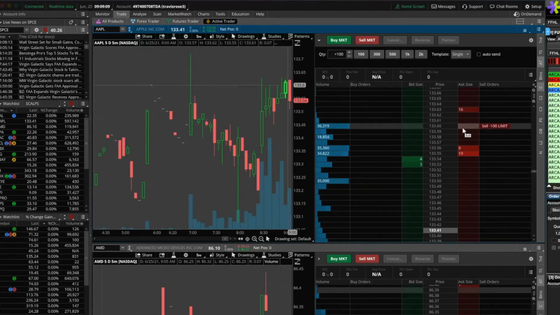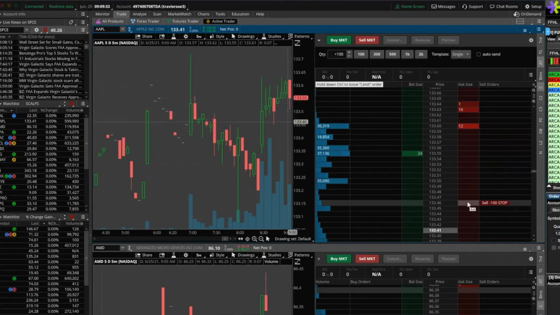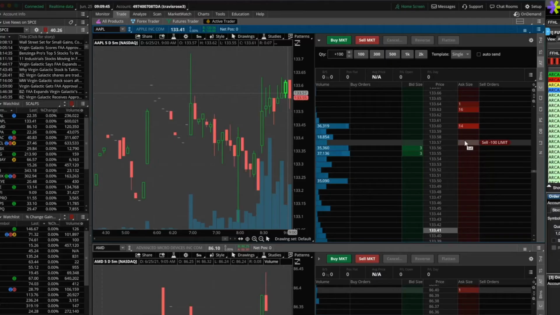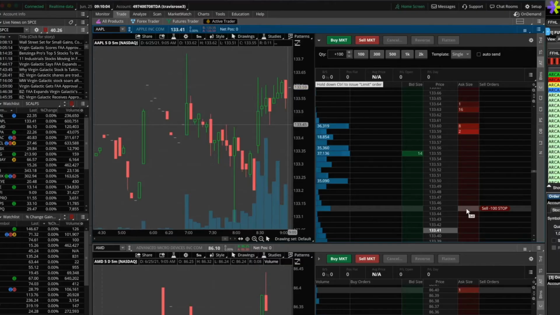The same is true if you set a sell order above the current price, it's going to be set as a limit order to sell once the stock goes higher and reaches that limit price. Now, if you were to set a sell order that is below the current price of the stock, you can see that by default, it changes it from a limit sell to a stop sell. So now you're automatically going to be placing a stop order by selecting to sell below the current price of the stock.